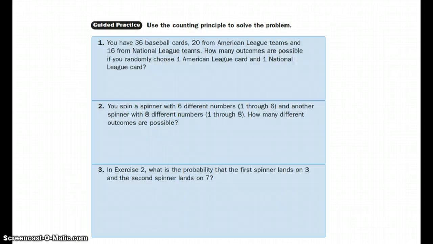Let's go on to a couple of other examples. Here we have 36 baseball cards. There are 20 from the American League teams, 16 from the National League. How many outcomes are possible if you randomly choose 1 American and 1 National League card? Simply, what we're going to do is take the 20 and multiply it by the 16. This 36 is a distractor here because that's just telling us how many baseball cards we have to work with. So 20 times 16 is going to be 320.